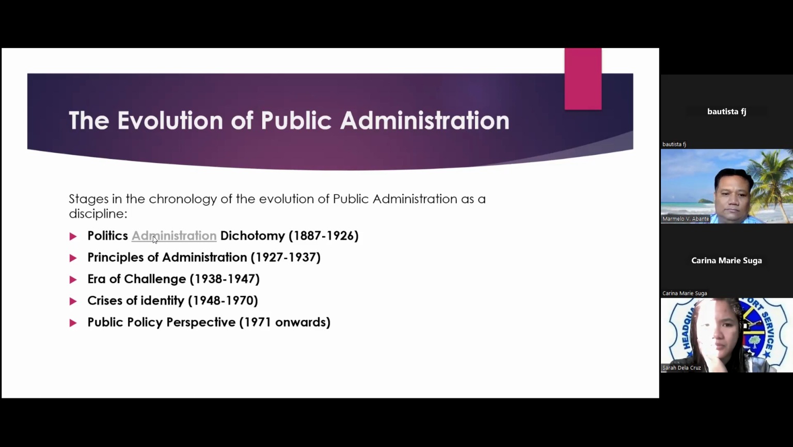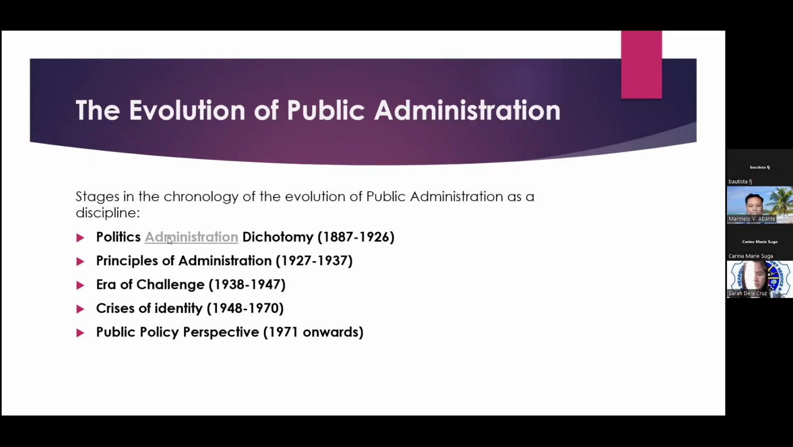In the next stage, 1927 is considered to be the beginning of the second phase of the evolution of public administration, as the book Principles of Public Administration by W.F. Willoughby was published in the same year. The book is considered the second most important publication in public administration after White's book.